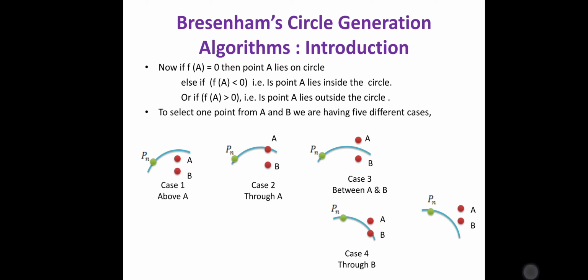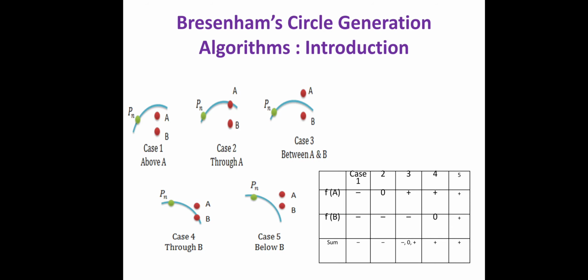So these are nothing but the 5 different cases, and in all these cases we have to check whenever we are choosing the points A and B. So we have to check all these 5 cases in this Bresenham circle drawing algorithm. Okay. So from this, you can see this is the same thing I have taken over here. According to that I will find out.